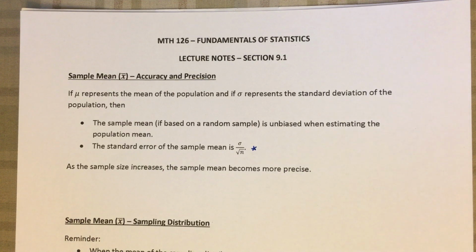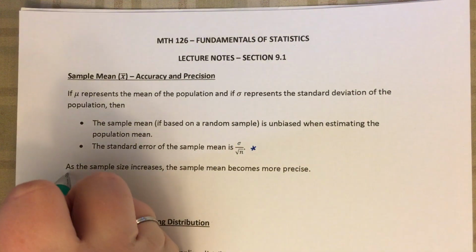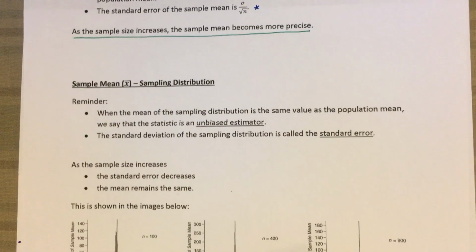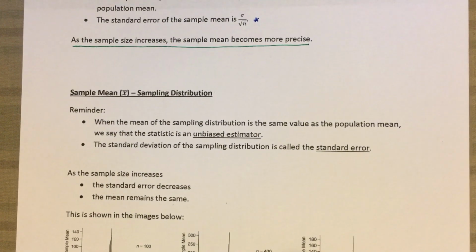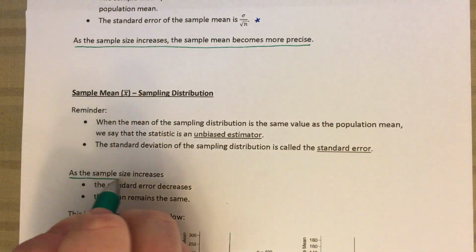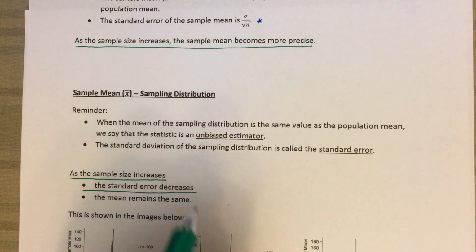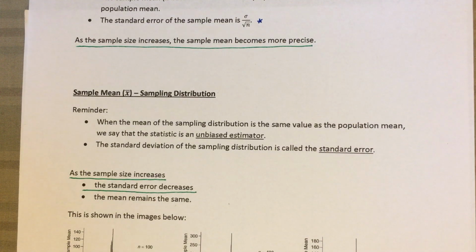One key thing to remember: as our sample size increases, the sample mean becomes more precise. We can also see down this page a little bit that as our sample size increases, our standard error decreases. Remember, our standard error is related to precision. Our mean remains the same, but we're thinking about how far out our curve is spread.